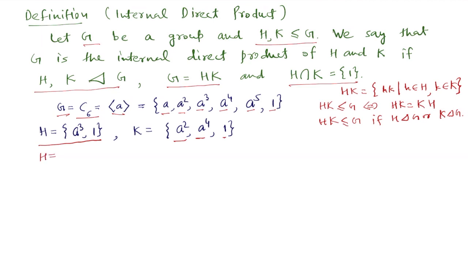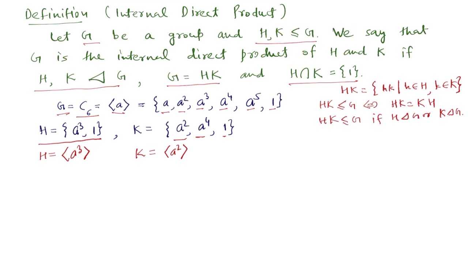Notice that H is generated by a cube, so it's a cyclic group of order 2, and K is generated by a square and is a cyclic group of order 3. Since G is cyclic, it is abelian also, so that means H and K are normal subgroups of G. In an abelian group, all subgroups are normal. And also notice that H intersection K is simply 1. So the only thing that remains, if we want to show that G is the internal direct product of H and K, is to show that G is the product of these two, HK.